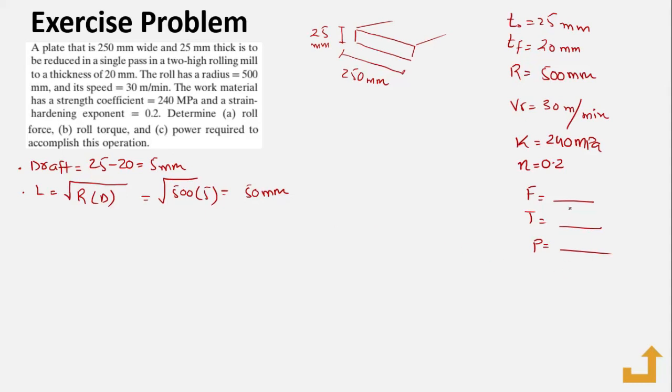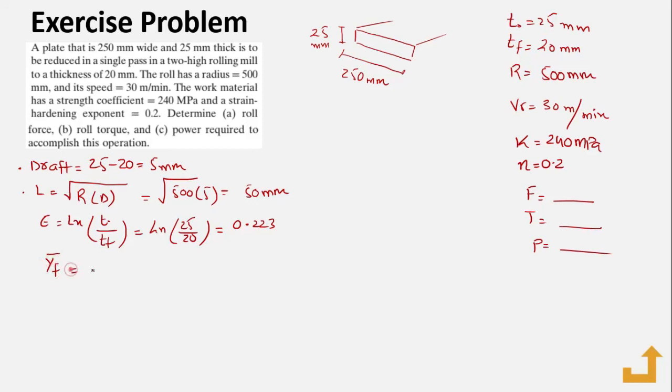Now, as we know, the force equals to YF W L, and YF is the flow stress. For the flow stress we need to calculate the true strain, so the true strain would be equals to ln of initial thickness divided by final thickness, which would be around 25 by 20. So the true strain value is 0.223. So this is the value of the true strain.